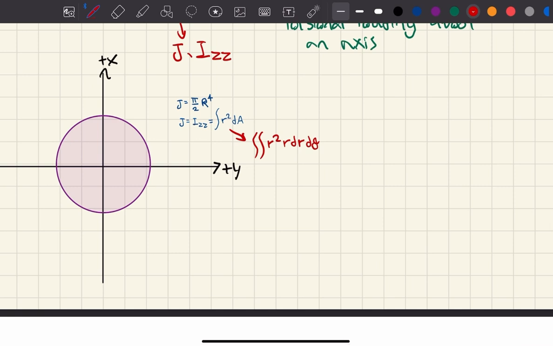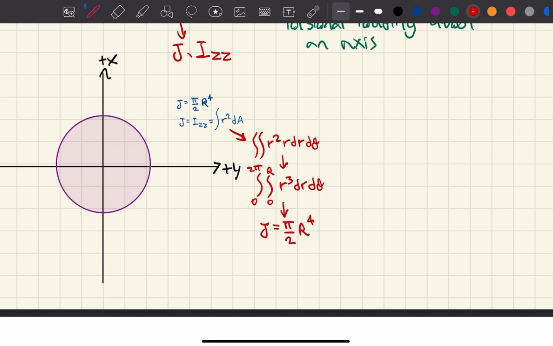And then from this, it becomes a very simple integral. You go from 0 to r, 0 to 2 pi, r cubed dr d theta. Once you end up doing this lovely guy, you're going to end up getting what we have. J is equal to pi over 2 r to the fourth power.